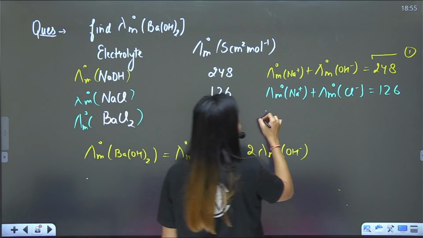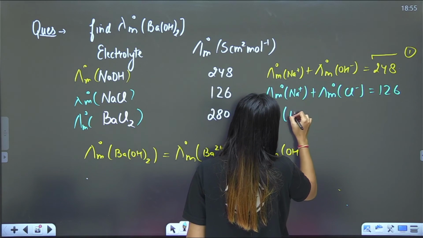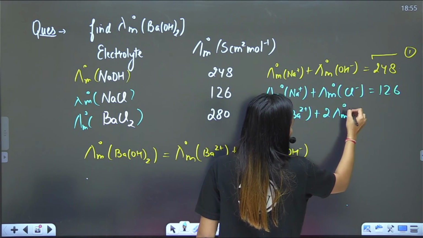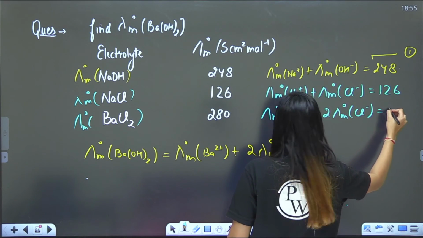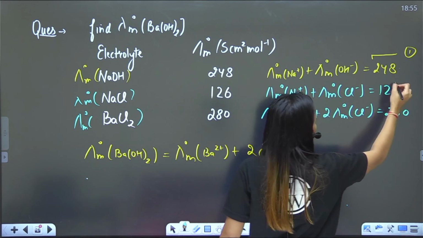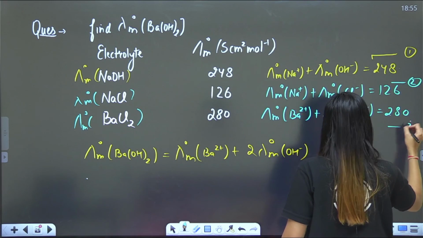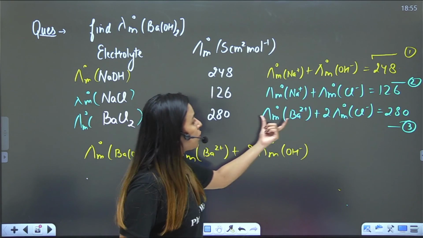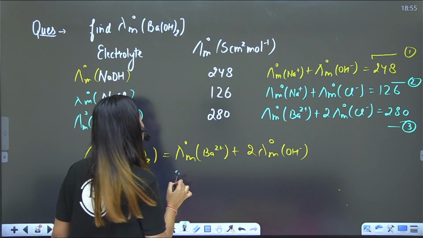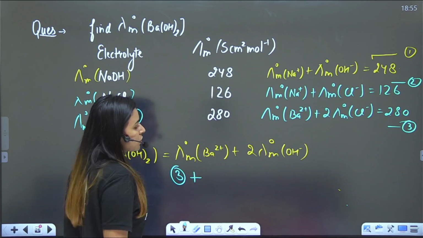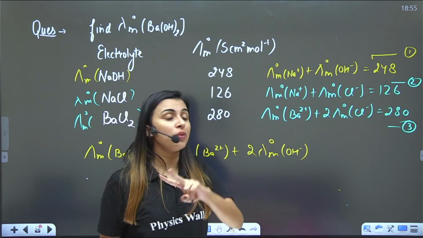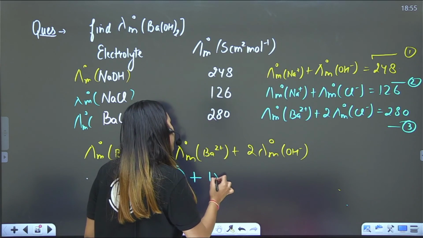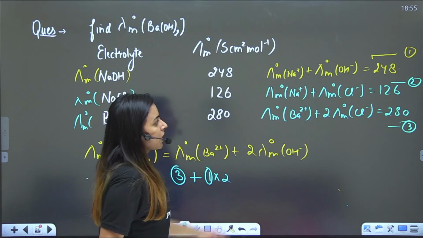This will be equal to limiting molar conductivity of Ba2+ plus 2 into limiting molar conductivity of Cl minus. This is equal to 280. This is your second equation and this is your third equation. You need Ba2+. You have Ba2+. So you will have to first take the third equation. Then you need 2 of OH minus. You have 1 of OH minus. So you will have to multiply the first equation by 2.